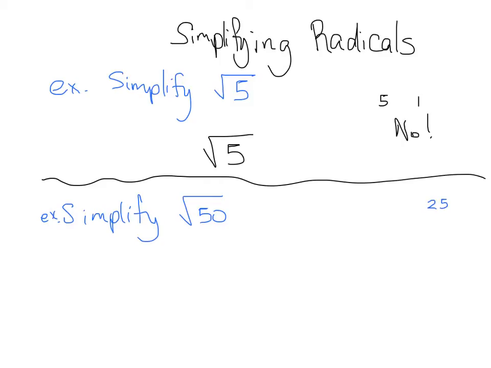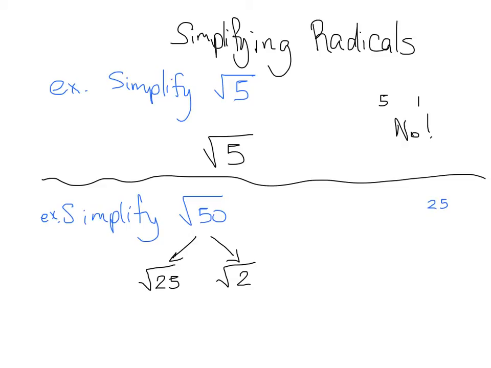All right, so if it does have a factor with a perfect square root, you want to break it apart into that perfect square root and whatever else it takes to make up that number. So we're going backwards from what we just learned about multiplication. This is, in fact, radical 25 times radical 2.